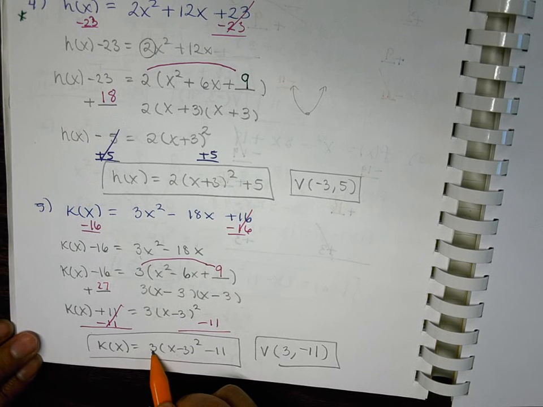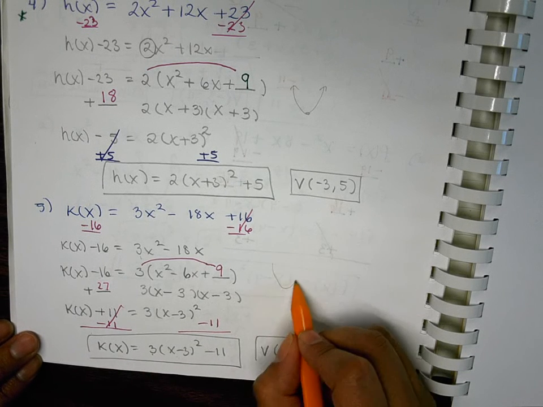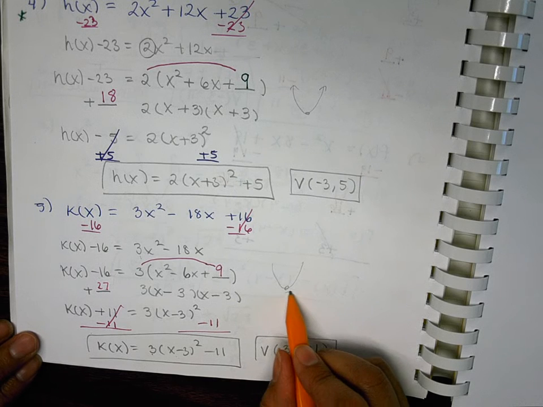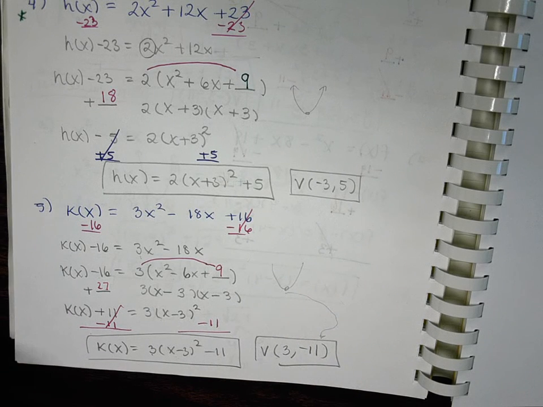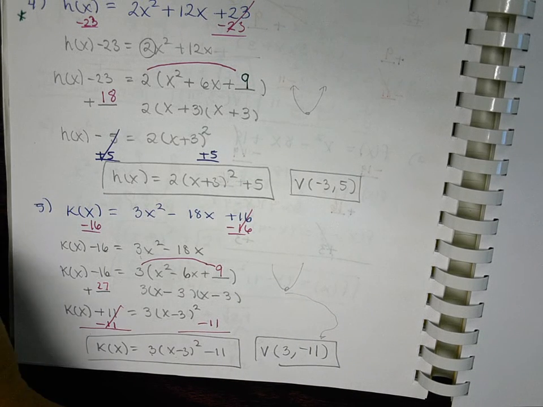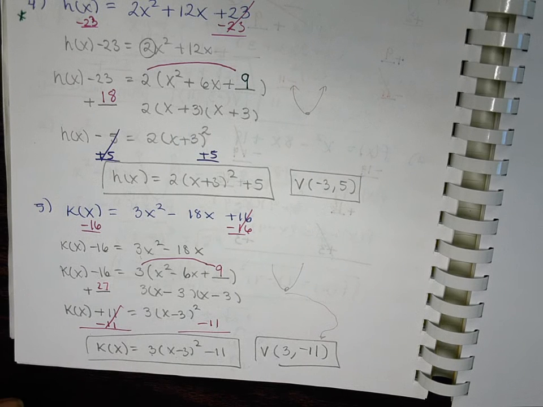Maximum, is it opening up or down? Up, because it's positive. Max or min? Min. What's the minimum value? Negative 11. All right, questions? Yes. Am I collecting what?